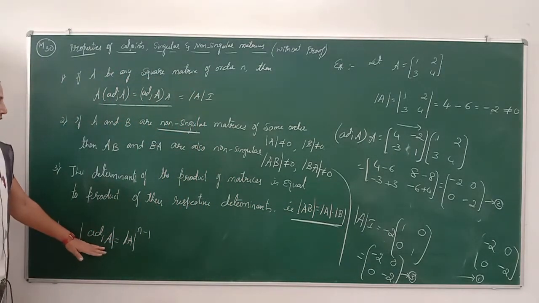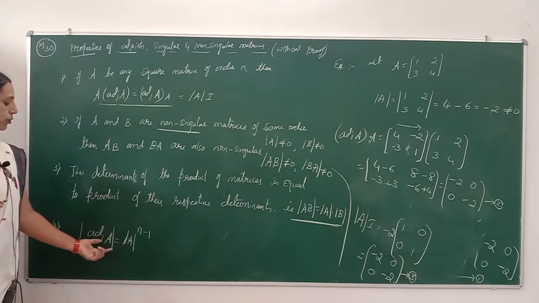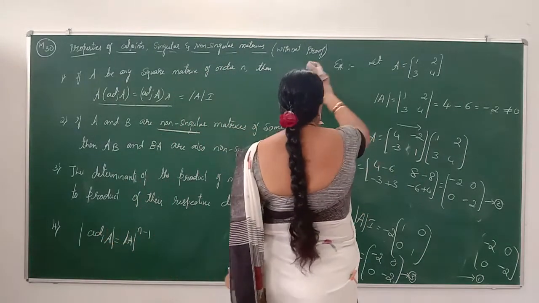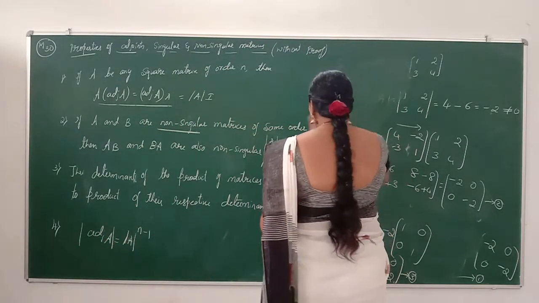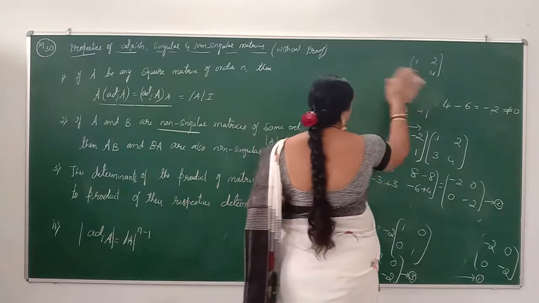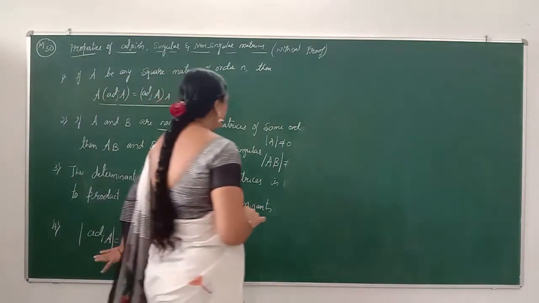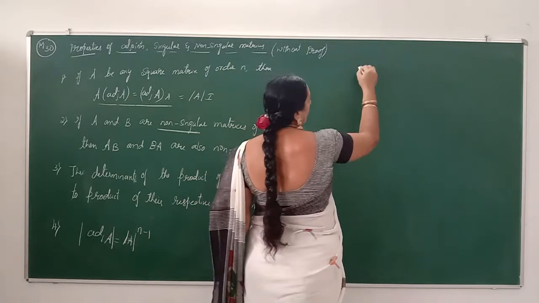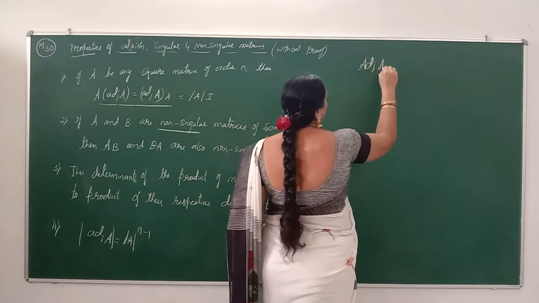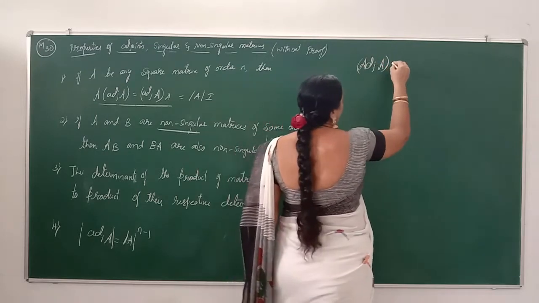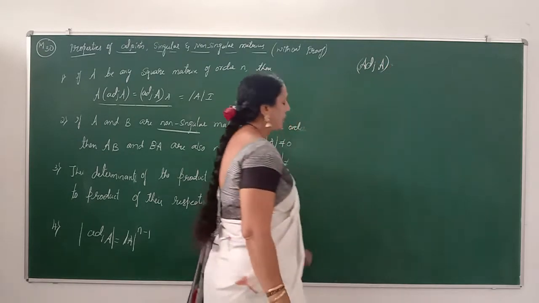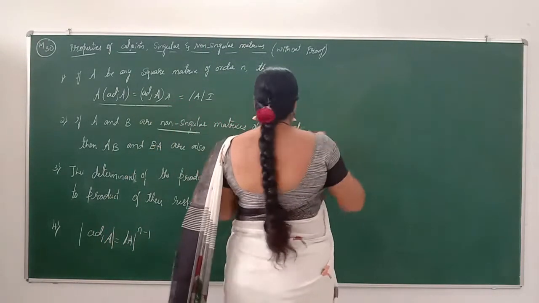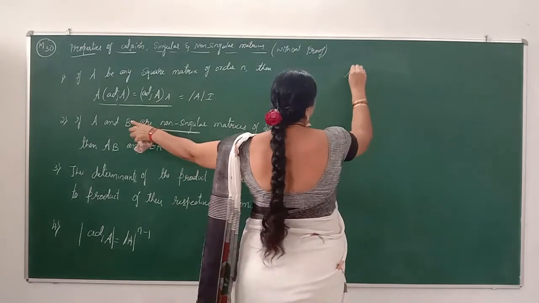Then the fourth one is a shortcut and important formula for CET purposes. What about the determinant of adjoint of A? How do we prove that determinant of adjoint of A is equal to determinant of A whole to the power of n minus 1? Now first we will find adjoint of A. Adjoint of A is nothing but the transpose of the cofactor matrix.